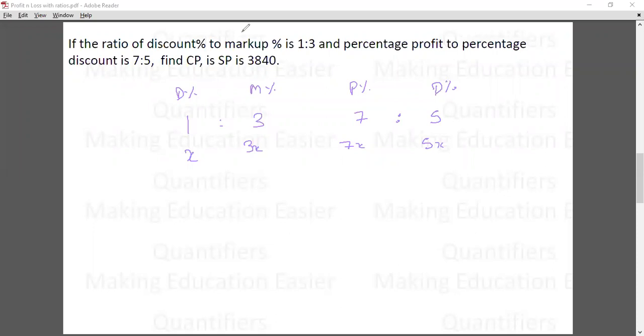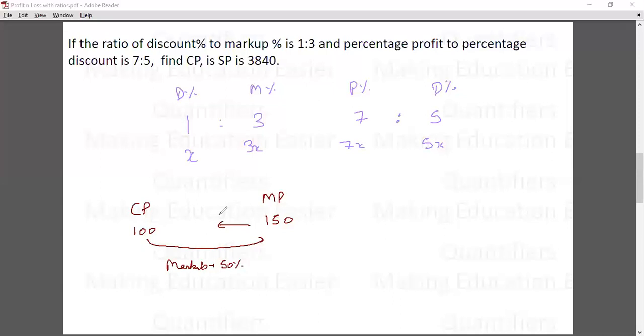Before we solve this question, let us understand another interesting thing. Let us say there is a cost price of rupees 100. There is an item worth 100 rupees, and I marked it up by 50%, which means the market price is rupees 150. Now I am allowing a discount of 15%.